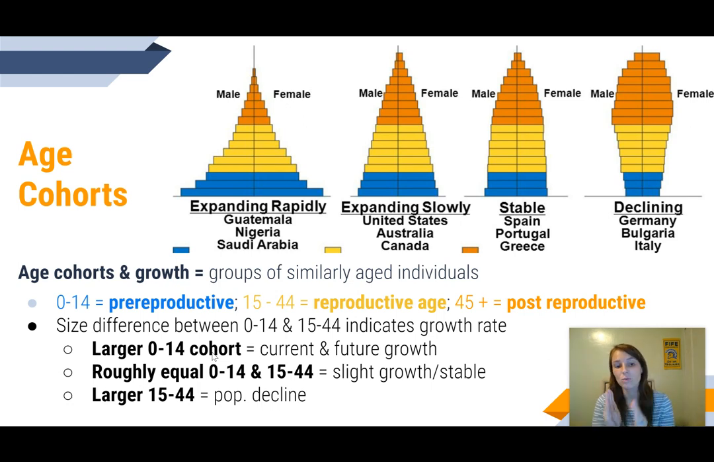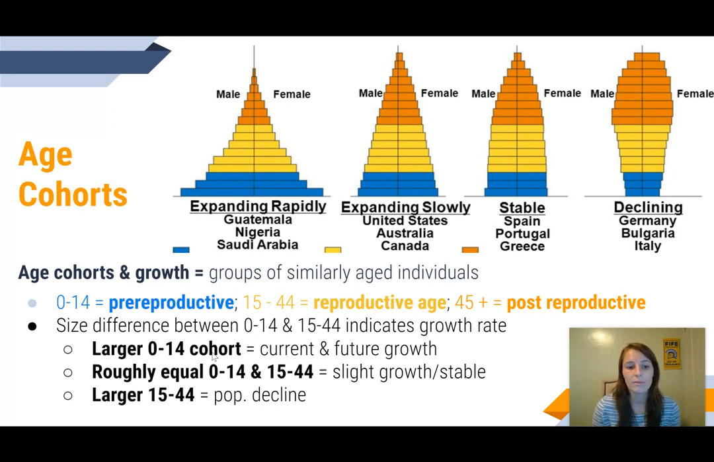Now, if we have roughly equal pre-reproductive and reproductive age groups, that means we're having some slight growth, but it's stable. This means that those who are reproducing are having enough kids to replace them. Essentially, if you've got two parents and they have two kids, that's going to be enough to continue at the rate we are, but we don't have extra offspring. It's just replacing the parents.